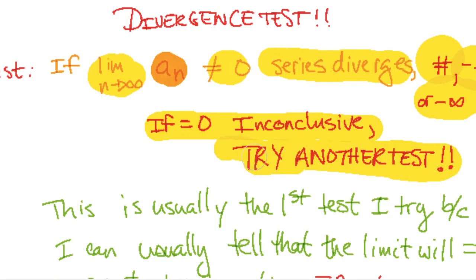Okay, I can't overemphasize that. I can't tell you how many people actually will get a limit of 0 and say, oh, it converges by nth term test. No, it does not. It cannot tell you convergence.